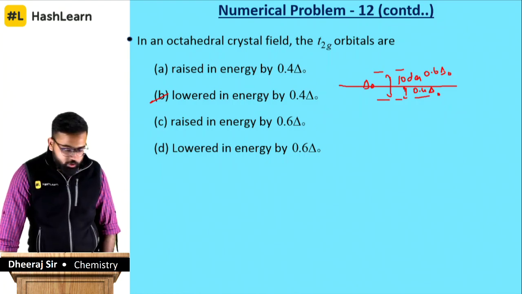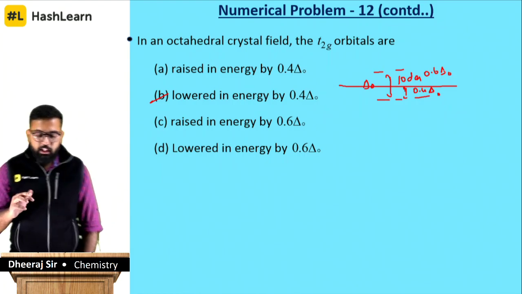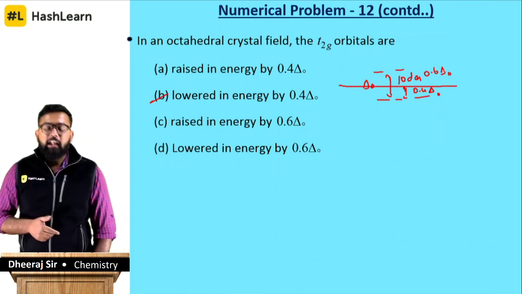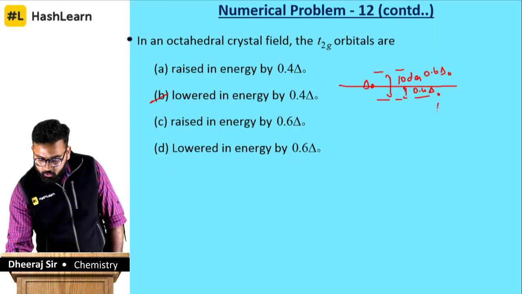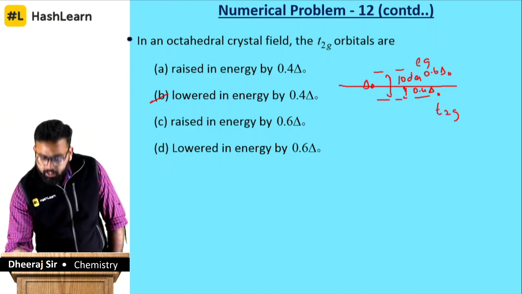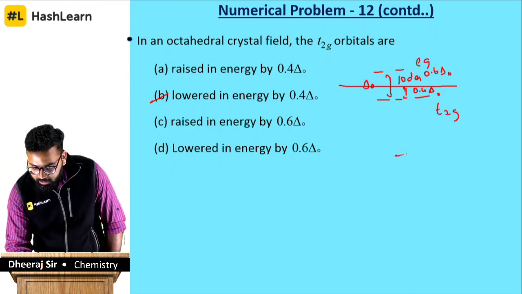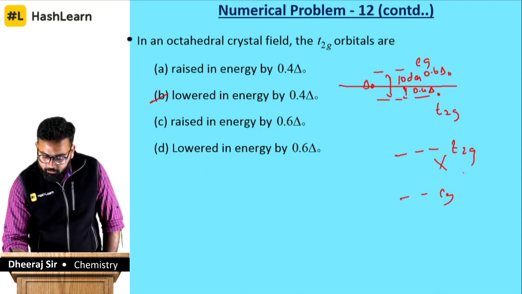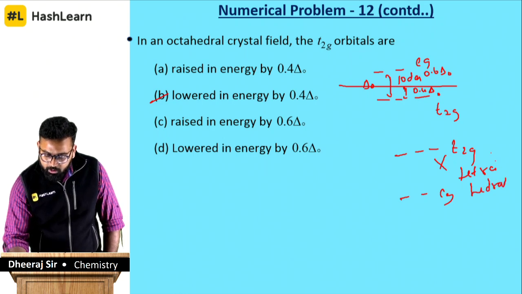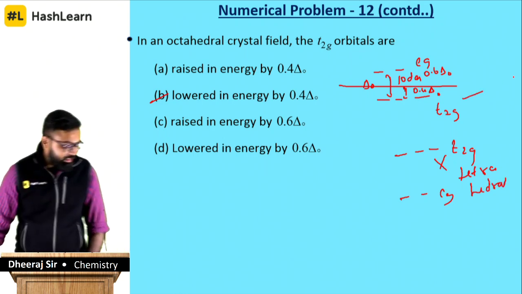Yogesh and Sakshi, I hope you guys have understood. I think you have looked at the tetrahedral crystal field. In tetrahedral crystal field, it is reverse. It will be T2g above and Eg below. So don't get confused. This is for tetrahedral, but for octahedral, this is how it is. Hence, option B is the answer.